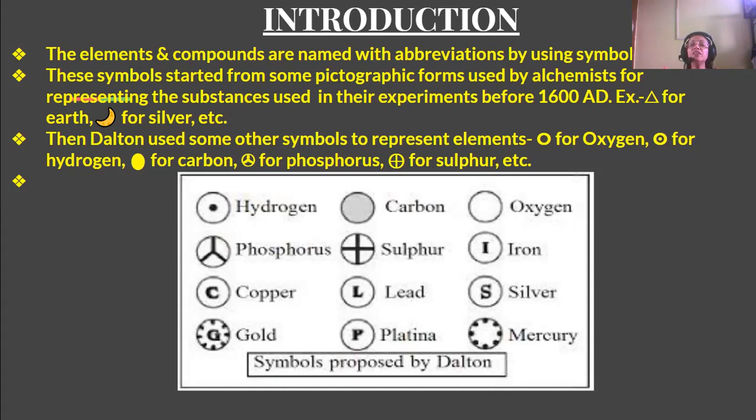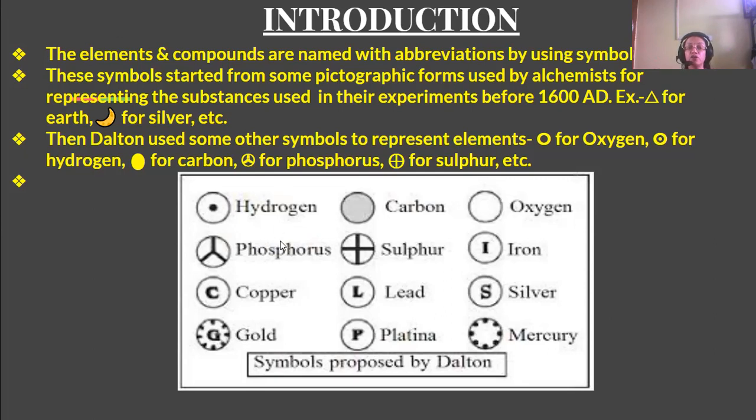Previously these symbols were used by alchemists. Then when Dalton came, he used some other symbols to represent the elements, like a circle for oxygen, a circle with a dot for hydrogen, an oval for carbon, a circle with three rods for phosphorus, and a circle with a plus sign in between for sulfur. These are the symbols which were proposed by Dalton.